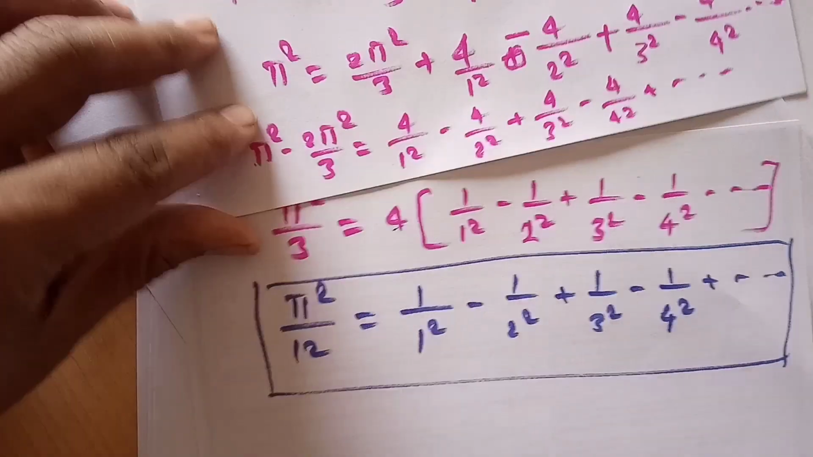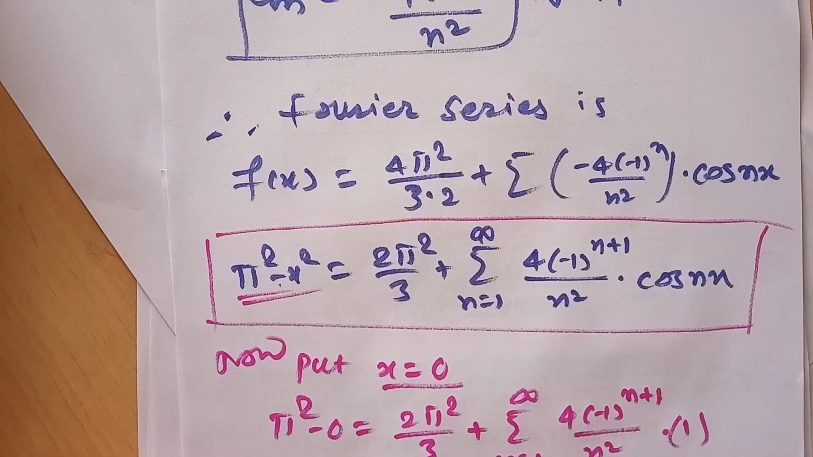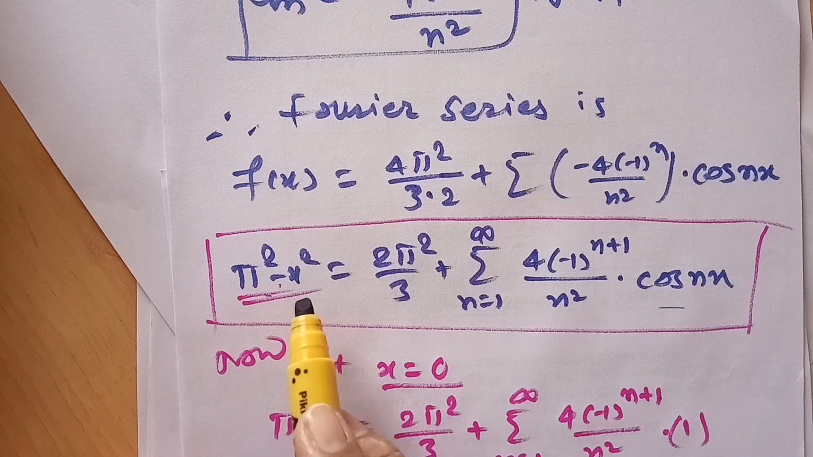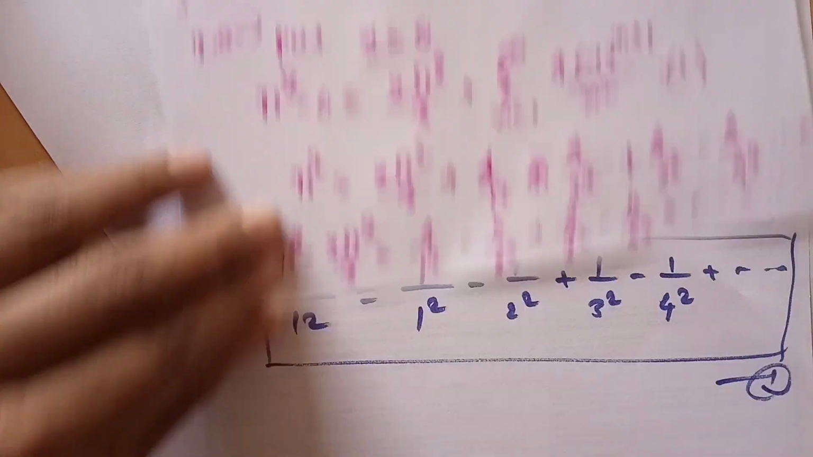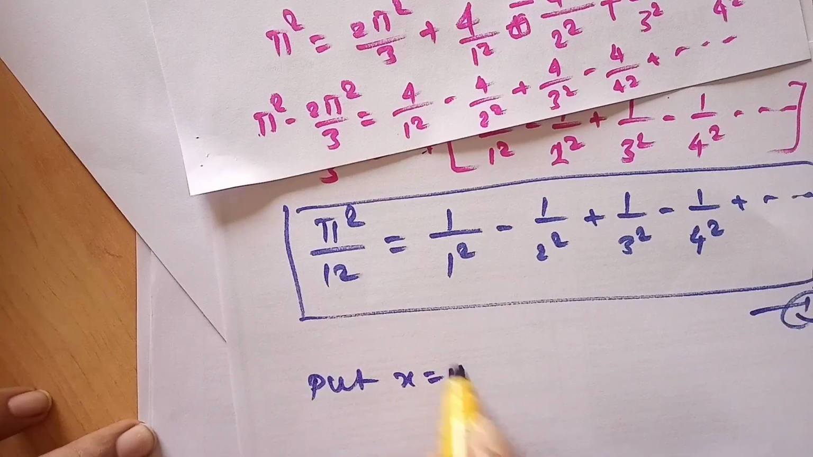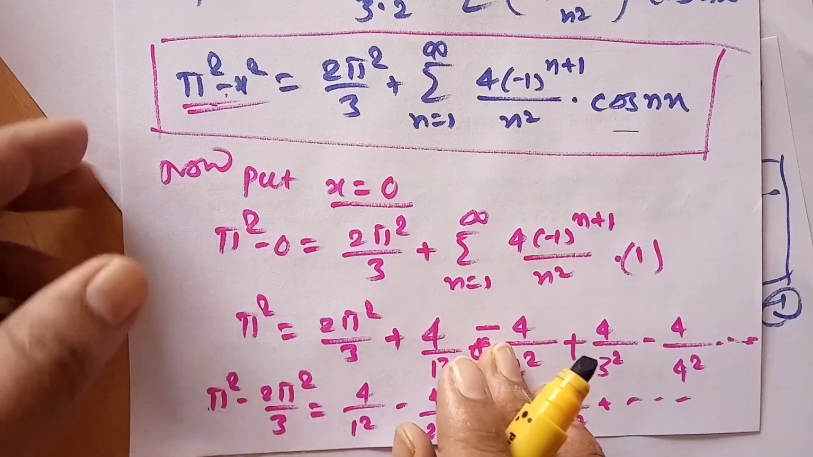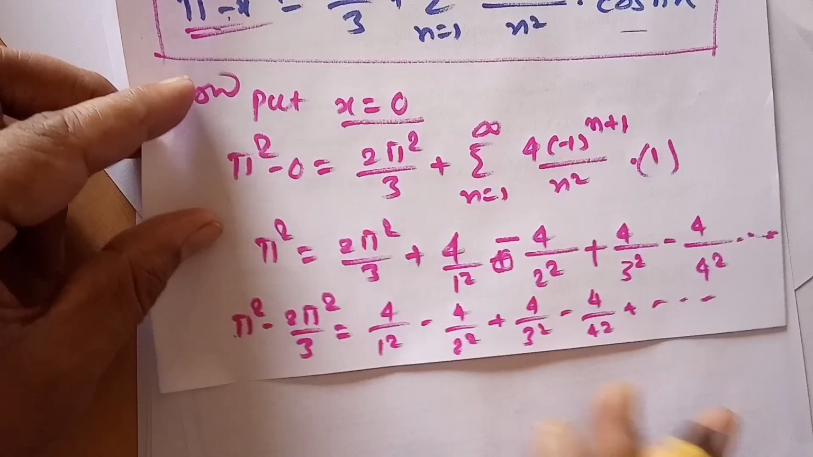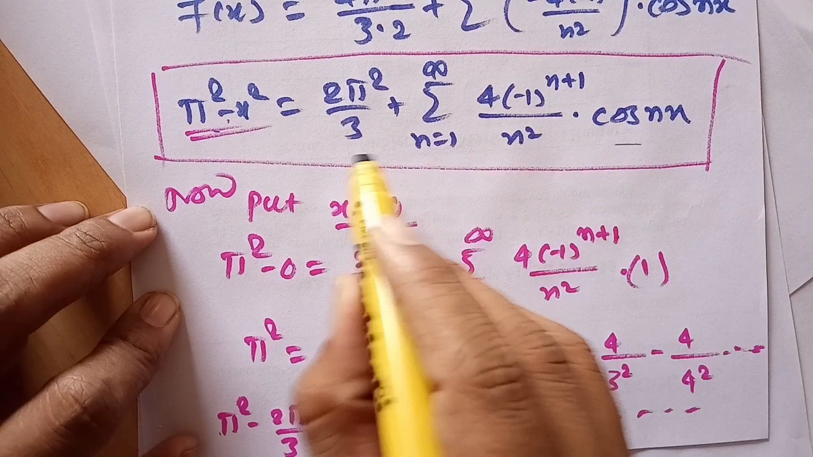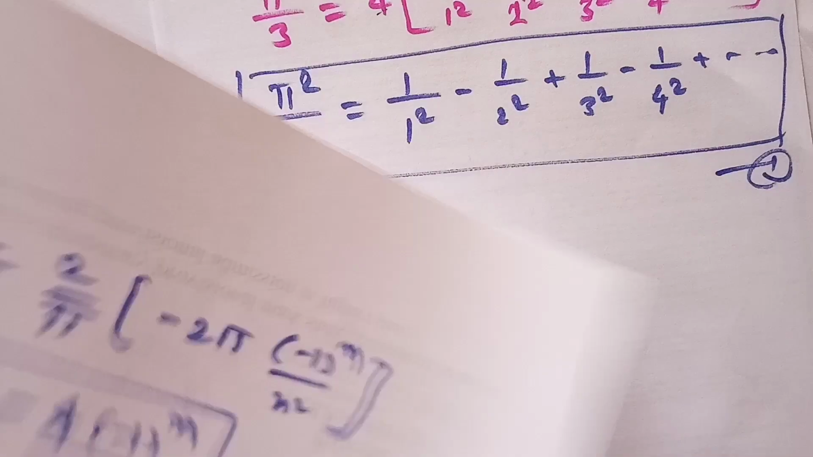Again, in this expansion of this Fourier series from our given problem of pi square minus x square, I will put x is equal to pi. Then we will check what will happen. Now put x equal to pi. In this expansion, I will put x is equal to pi, here in this final answer, and then I will write what will happen.